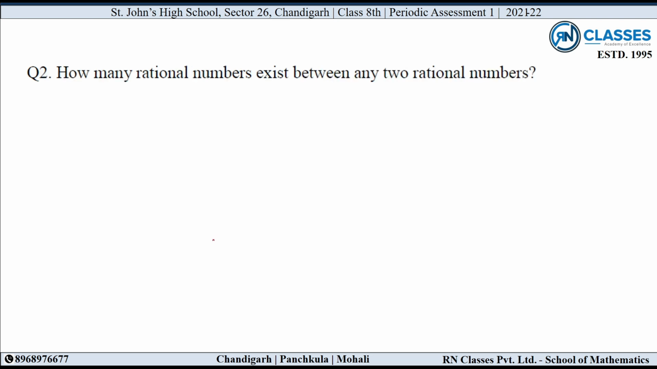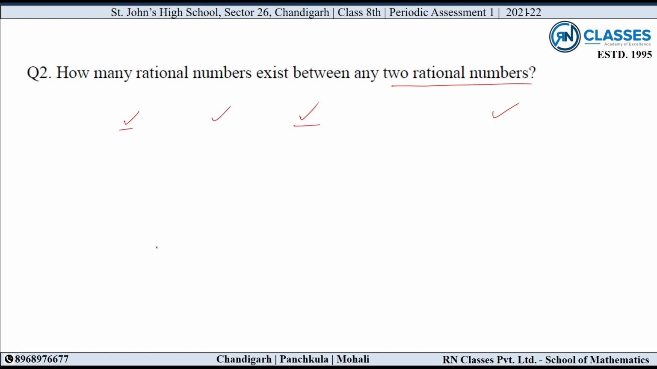How many rational numbers exist between any two rational numbers? Any two rational numbers के बीच में कितने rational numbers lie करेंगे? Now you already know you can find one rational number between any two rational numbers, right? आप middle number निकाल सकते हो a plus b by 2 करके, right? You'll find the middle number, right? Now can you find another rational number between these two rational numbers?